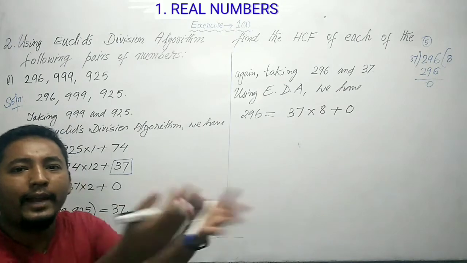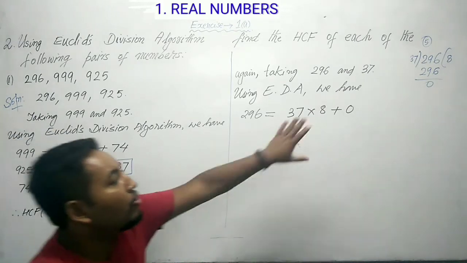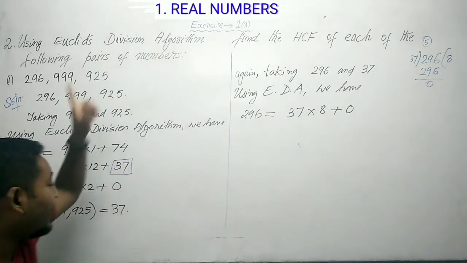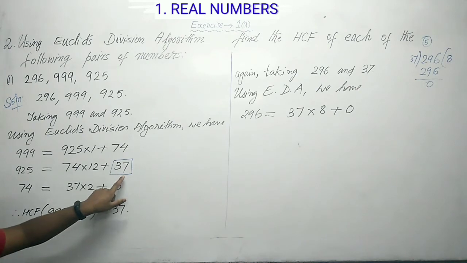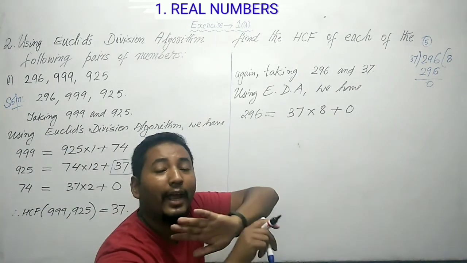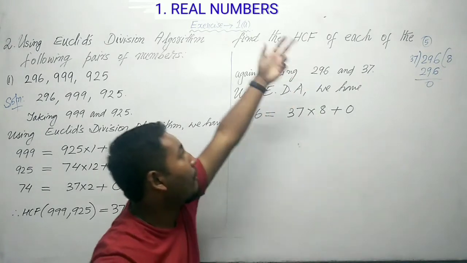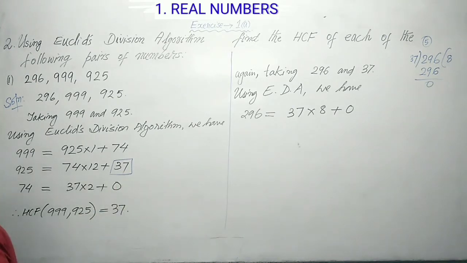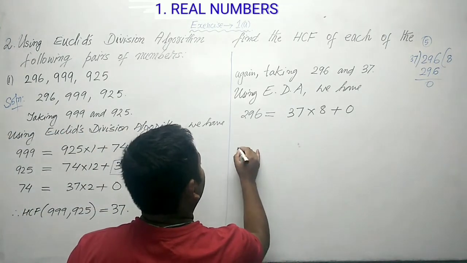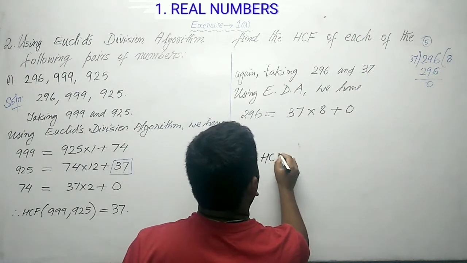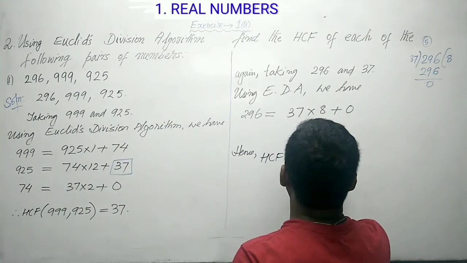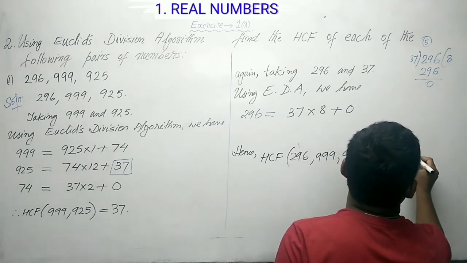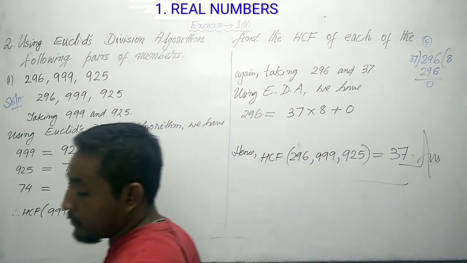Now here you got the answer 0 directly. You got the remainder 0 in the first step only. So what is the answer? The answer is 37. Why? Here you don't get any remainder. The remainder is 0 here. So go up. 0. Here also 0. Again go up. 37. So 37 is the answer. Okay? Hence, HCF of all the three numbers, 296, 999 and 925 is 37, which is our required answer.